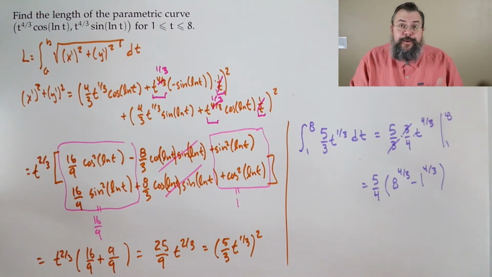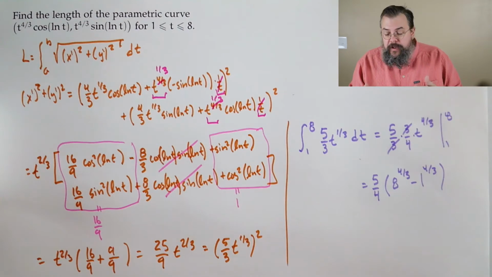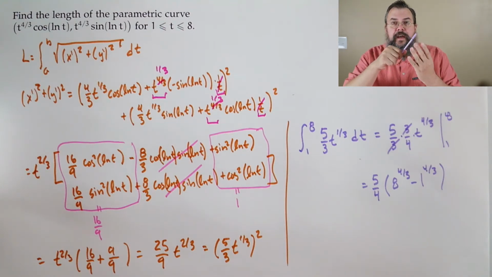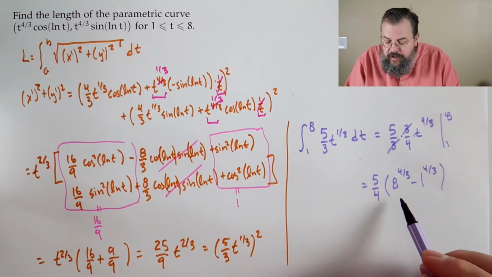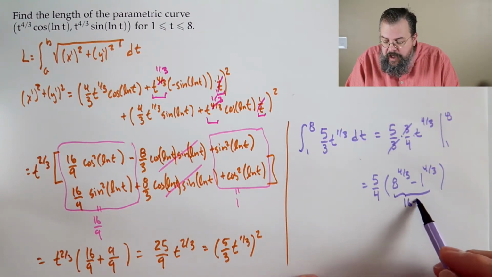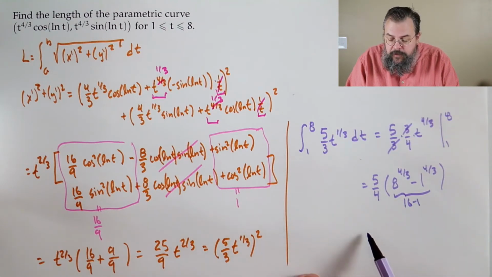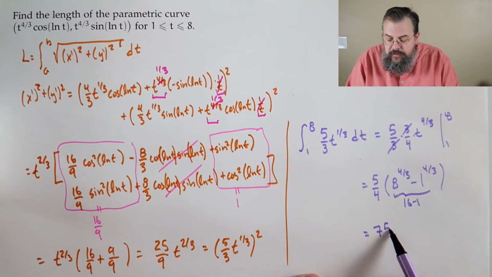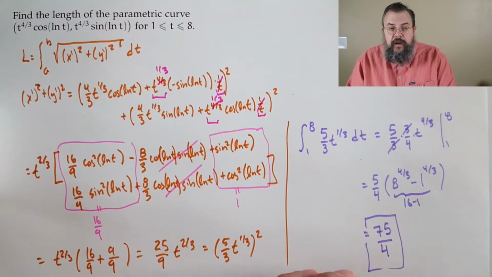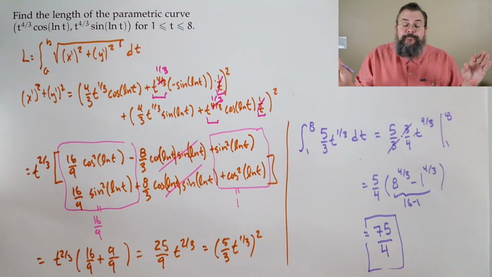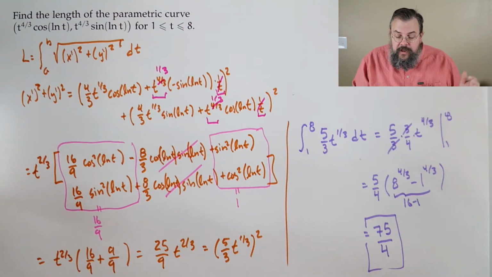How about 8 to the 4/3? Well, the best way to do that is start with the cubed root of 8. Cubed root of 8 is 2. Now take 2 to the 4th power. So you get 2, 4, 8, 16. So this part is really 16 minus 1, which makes it 15. 15 times 5/4 gives us 75/4. And we're done. It worked out very clean.